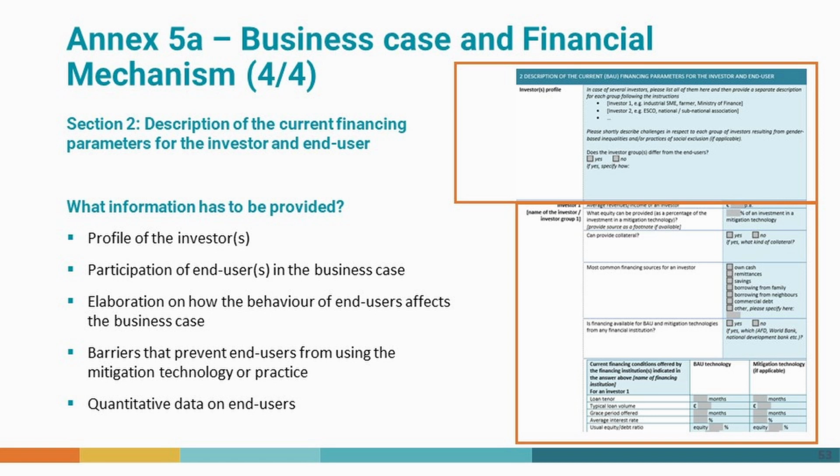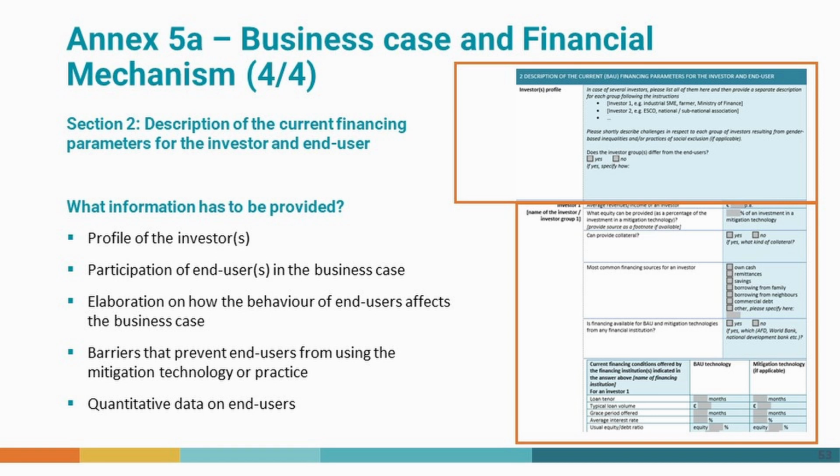Furthermore, if the end user happens to be different from the investor, you will have to describe how the end user participates in the business case. For example, does the end user pay fees for transport or energy, or do they receive savings from more energy efficient appliances? For end users, you are also asked to describe the effect that their behavior has on the business case. For example, will the business case suffer if the end user fails to pay electricity fees?